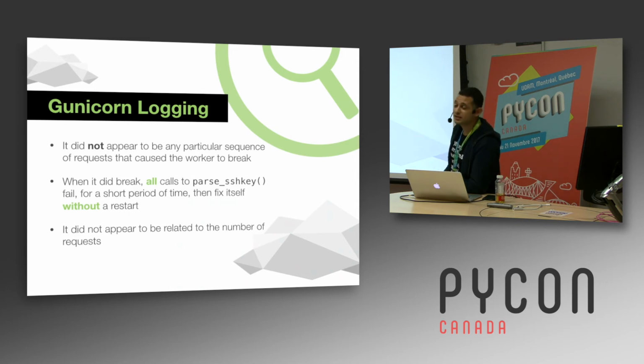And it also did not appear to be related to the number of requests. So there goes that theory. There were some workers that processed 15,000 requests that were broken, and some had 25,000. So there was no correlation that we could figure out.